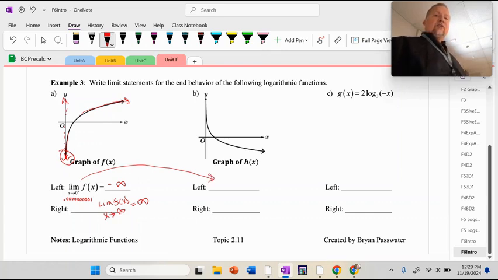What's the answer as you go 0 plus here? Where's the graph going to? And then where are we going as we go to the right? Okay, that's negative infinity on the flip.